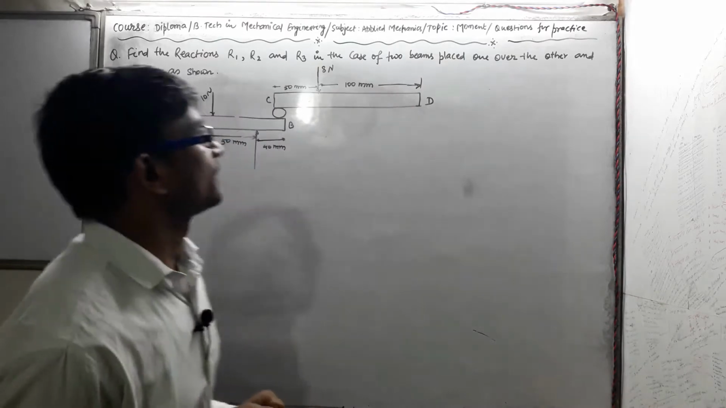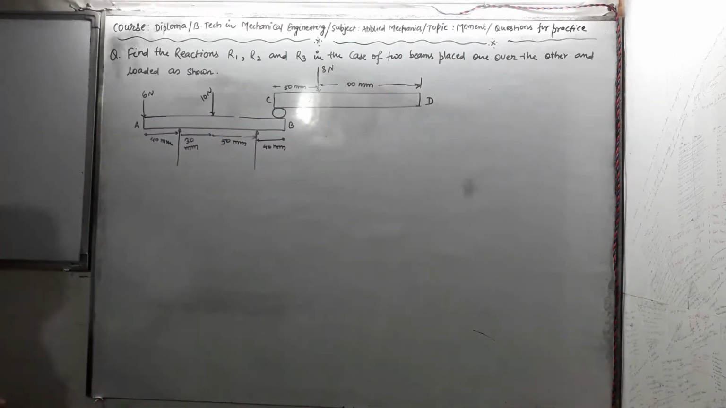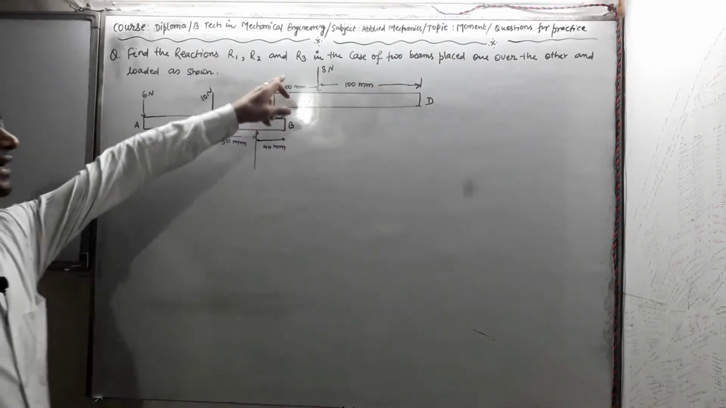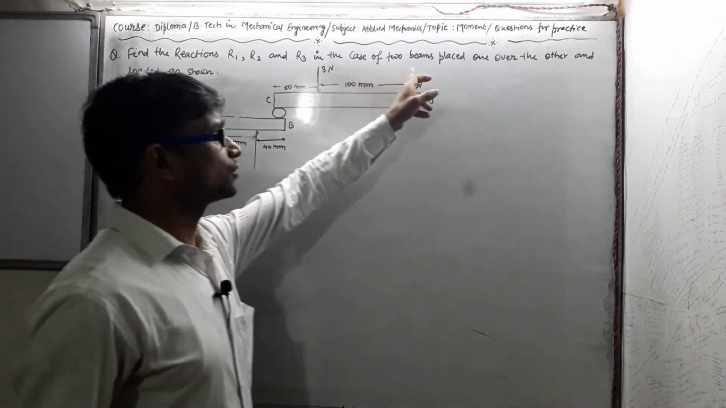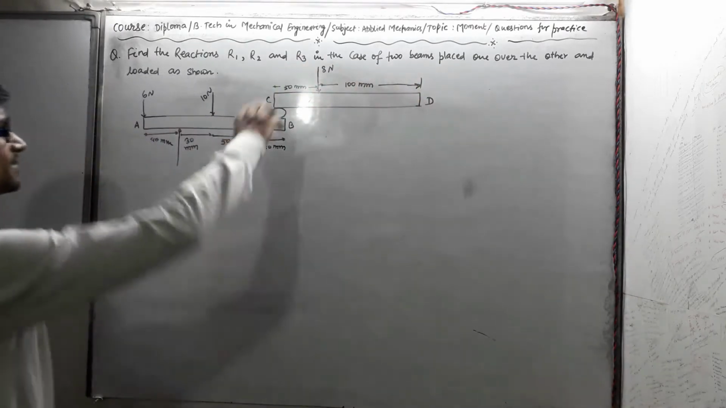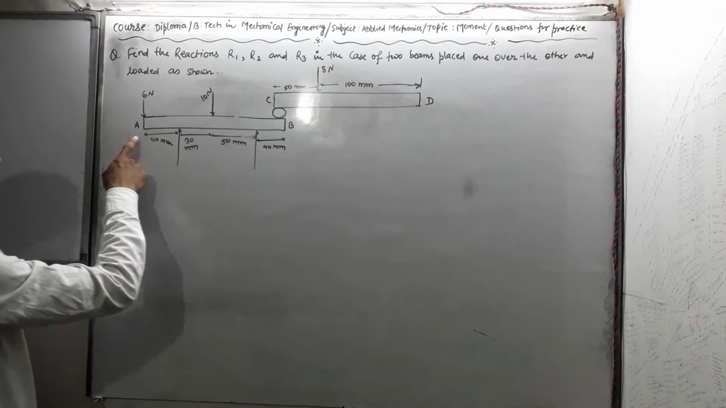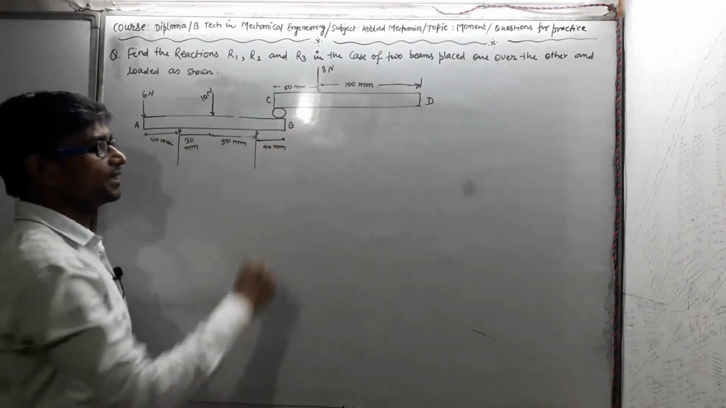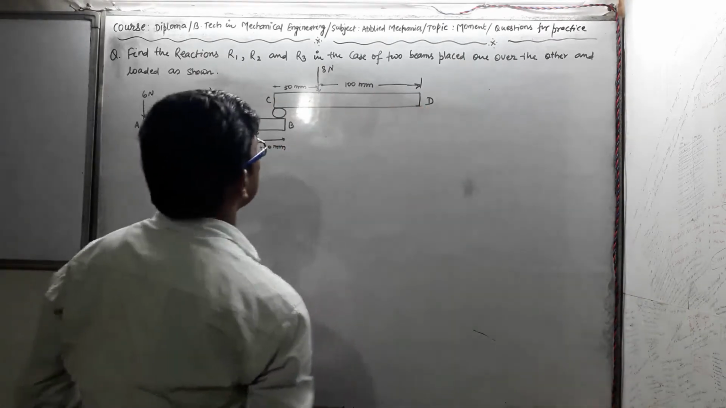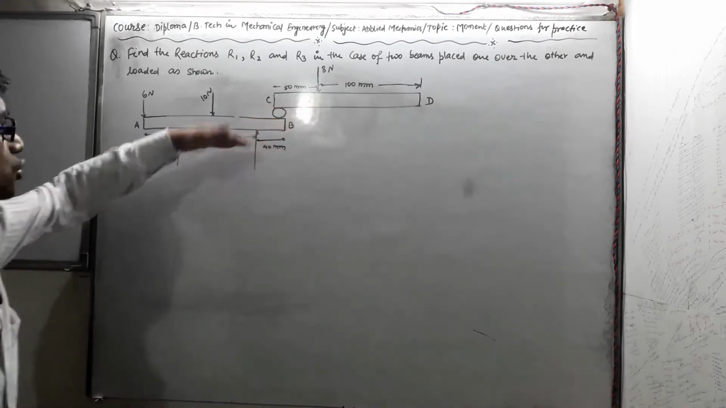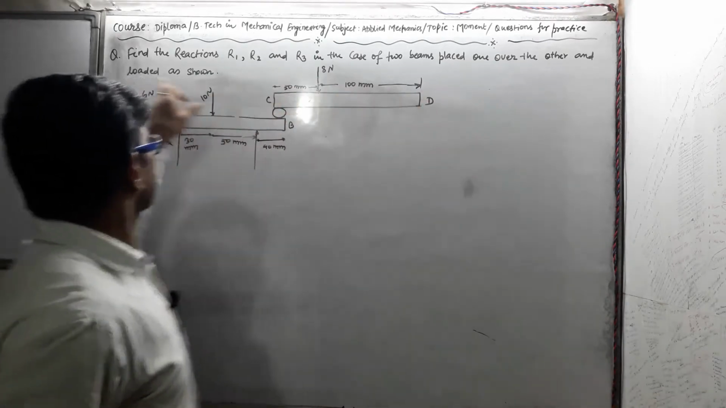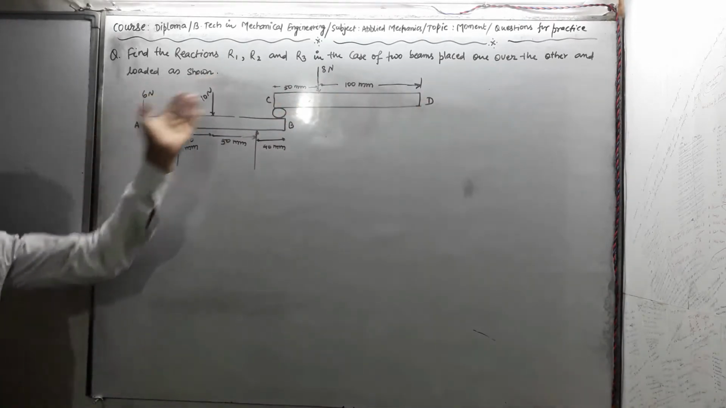So let's continue. The question says: find the reactions R1, R2 and R3 in the case of two beams. Here two beams are there. One beam is designated by AB and another beam is designated by CD. Two beams, one is placed over another and loaded as shown in the figure. Different types of load are there.